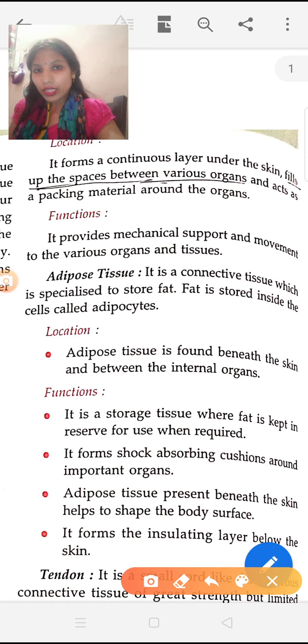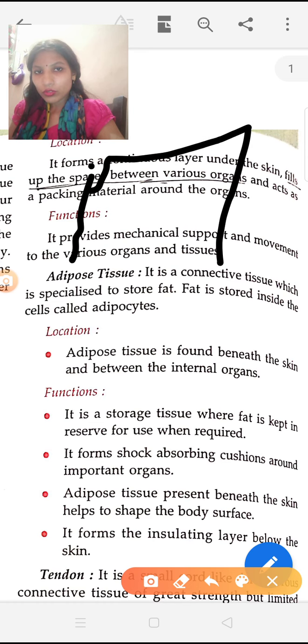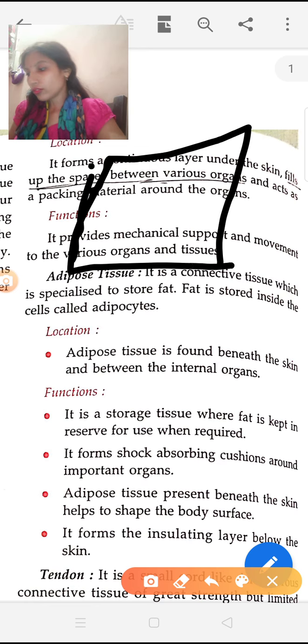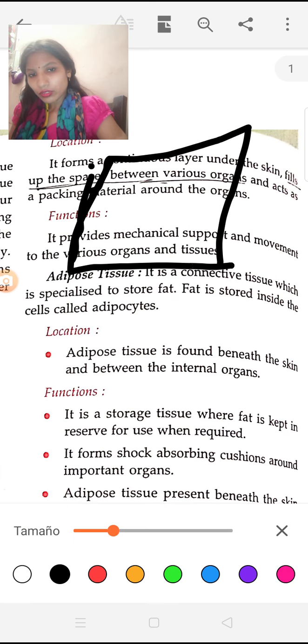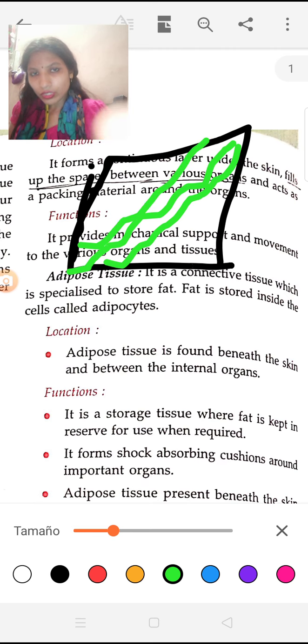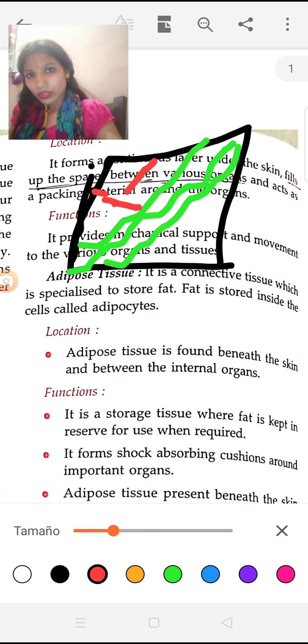I'm just trying to draw a diagram, so by this maybe you can understand. Suppose that it is the areolar connective tissue, right? So here you can see it is white fibers, which is known as the collagen, and it is yellow fibers that I'm drawing with a red, but actually it is.